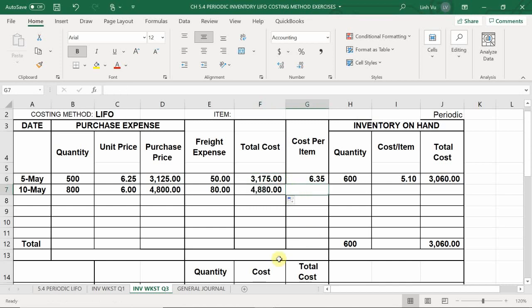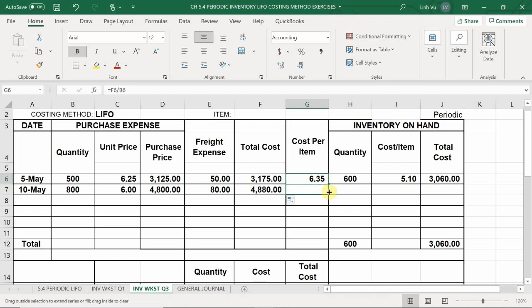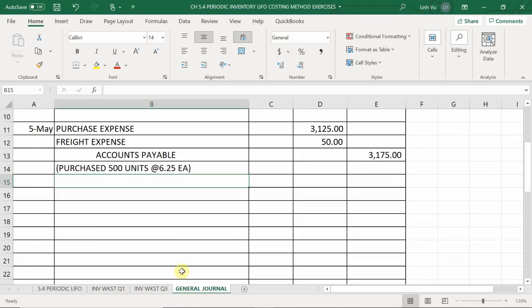And then what's my cost per item going to be here? $6.10. That's correct. You take your total cost of 4,880, and we're going to divide it by my 800 units to get a total of $6.10. Good. So once again, I'm going to have you practice journalize this. Okay. So how should my journal entry look?